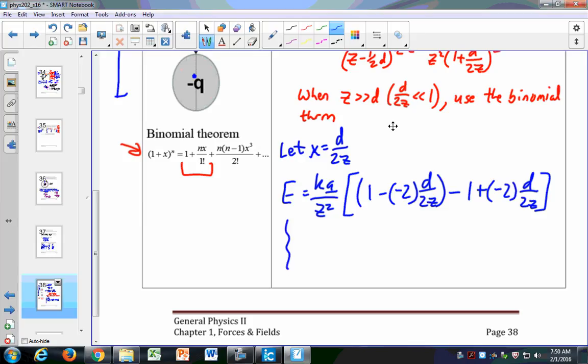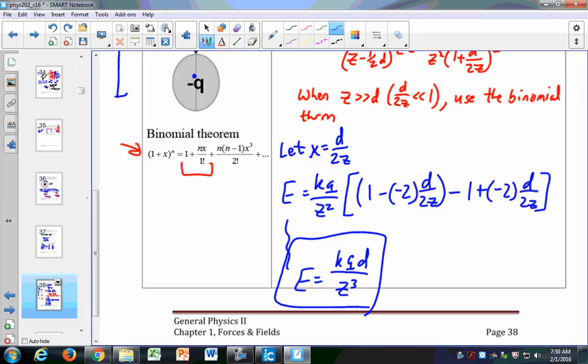If I do a couple steps of algebra, I get an expression for E, which looks like this: kqd over z cubed. And so that is the electric field due to a dipole, where Q is the magnitude of one of the charges, d is the separation, and z is the distance above the midpoint between those two charges. Okay? That's real exciting, I understand.